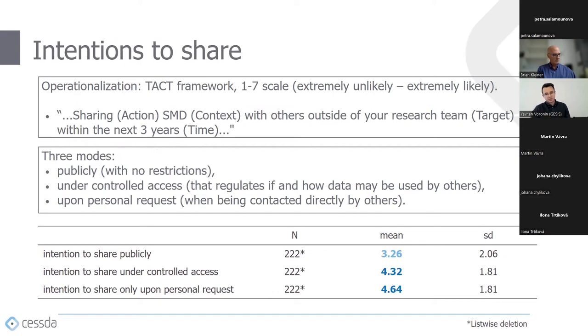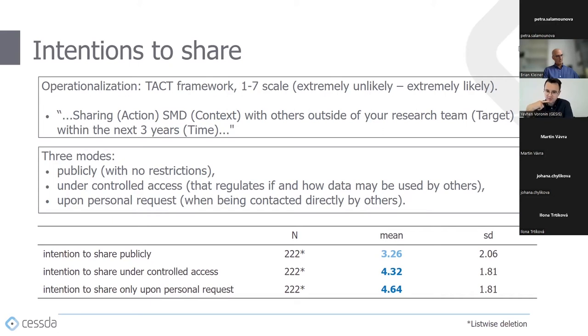Regarding intentions to share social media data, it was a key concept of our research, and the operationalization of the data sharing intention was defined using the TACT framework. We asked respondents to report how likely they are to share social media data, for the context with others outside of the research team, for the target, and within the next 3 years as the period of time. And we asked them for three modes: public with no restrictions, under controlled access that regulates if and how data may be used by others, and upon personal request, some kind of informal sharing when being contacted directly by other researchers or anyone interested in the data.